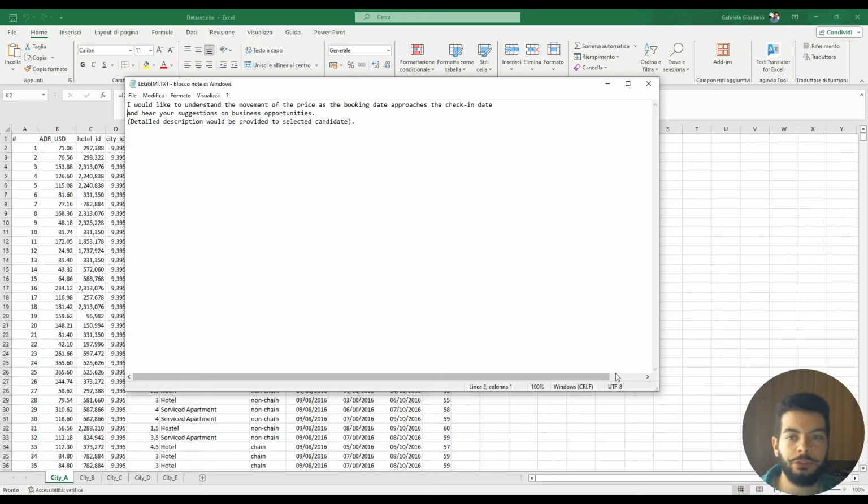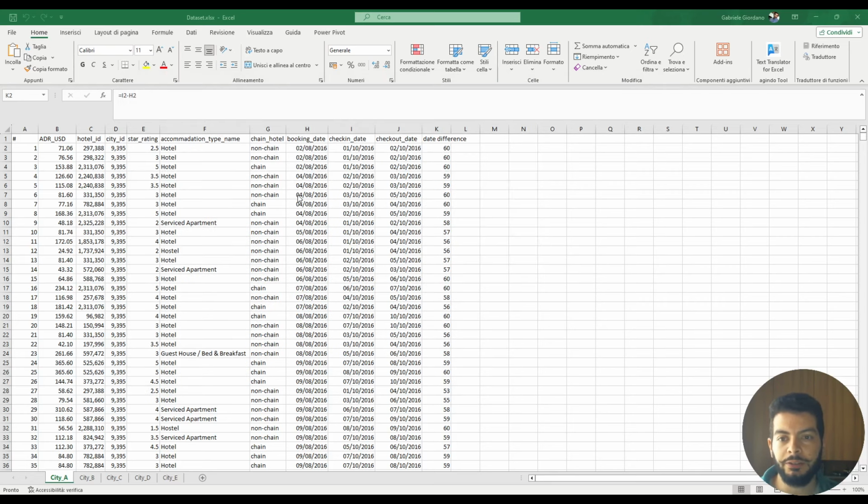Today I want to discuss the request of this possible lead, who says he wants to understand the movement of the price as the booking date approaches the check-in date. They provided this dataset, which I completed with the date difference that comes from the difference of those two dates, so that I can do the analysis he requested.